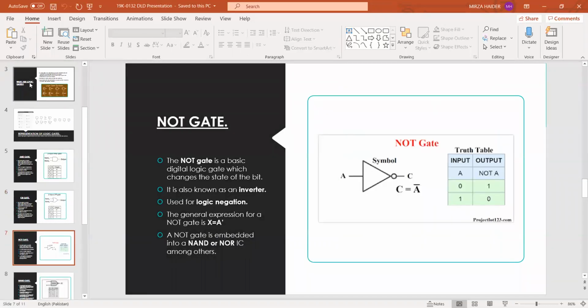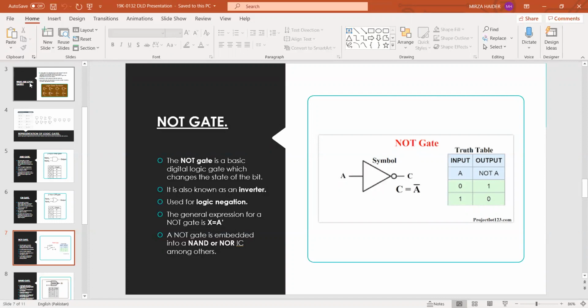Now moving on, we've got the NOT gate. The NOT gate is the most fundamental gate of all the logic gates. The NOT gate is a basic digital logic gate which changes the state of the bit. A NOT gate is also known as an inverter. It is used for logical negation. The general expression for a NOT gate is X equals A bar. A NOT gate is embedded into a NAND or NOR IC, among others.